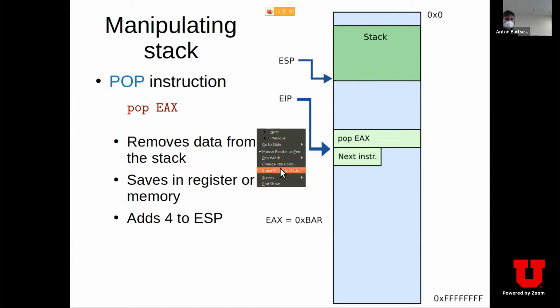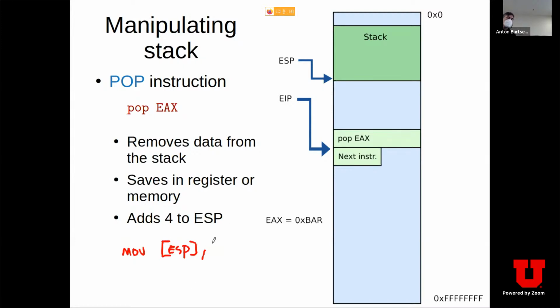You can abuse that. You don't always have to use push and pop instructions. You can do something like mov, use ESP as a memory pointer and store bar, and then do sub ESP, 4. So I decremented ESP, right? That's also legal. You can do it yourself, or the compiler can generate this code. It's effectively the same as push. Do you agree?